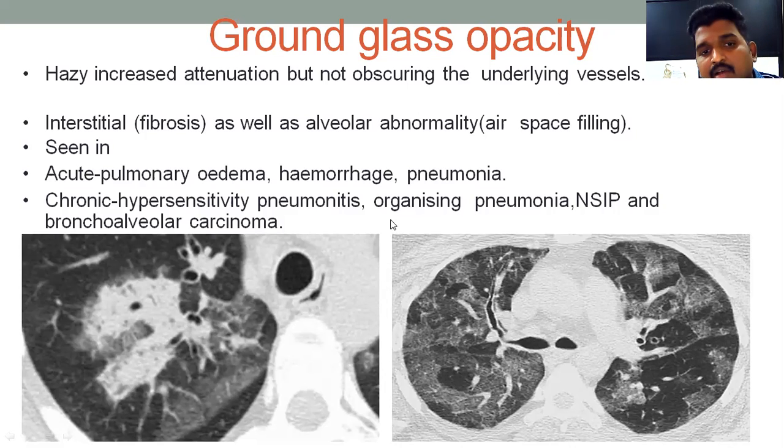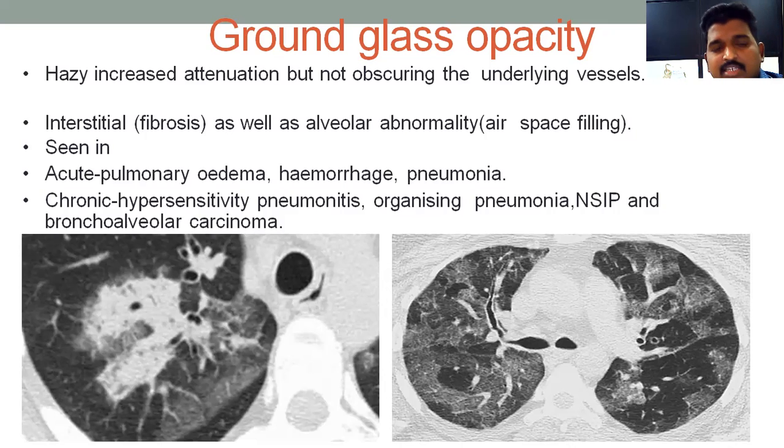Seen in acute pulmonary edema, but may be seen in any fluid. That may be seen in alveolar hemorrhage, or in inflammatory exudate that you get in a pneumonia. And also you could see the same appearance in chronic HP pneumonitis or acute HP pneumonitis. Typically in acute HP pneumonitis, you will get ground glassing. And organizing pneumonia, NSIP, one of the most common interstitial pneumonias that we see in day-to-day practice in the background of CTD. In that also, if you see ground glassing, you can get a clue that the patient is having NSIP. And bronchoalveolar carcinoma.